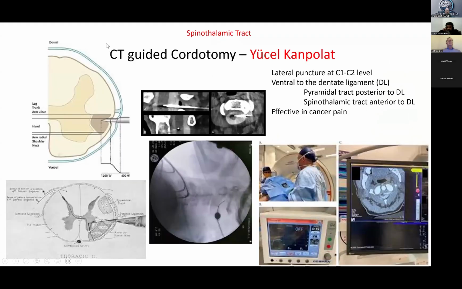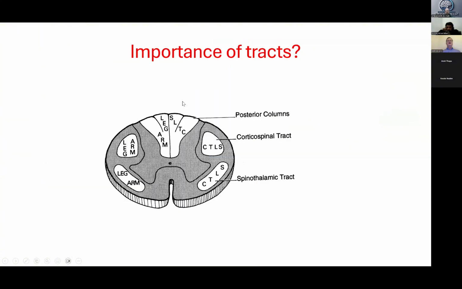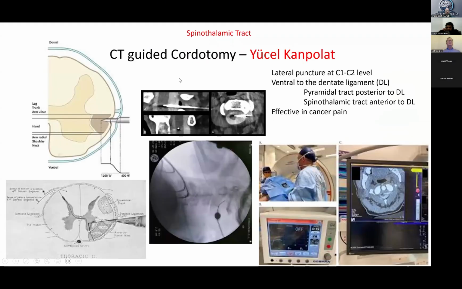One important thing is the CT-guided cordotomy, which can be done in cases of unilateral pain syndromes. Some malignant tumors may have ipsilateral pain, especially visceral organ, some chest carcinomas, lung carcinomas may have significant pain. In those cases, a CT-guided cordotomy may be very helpful.